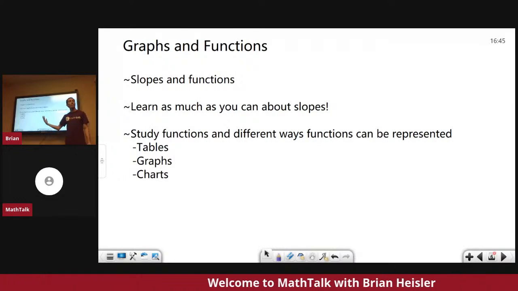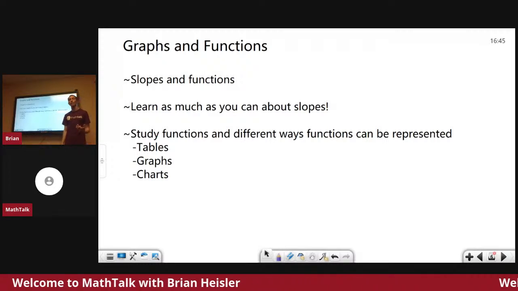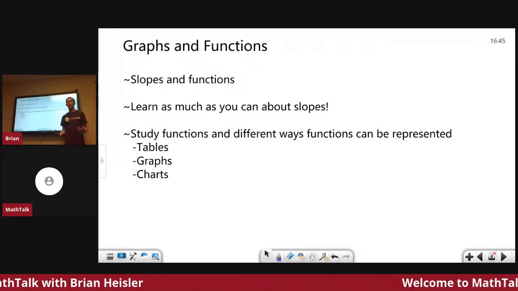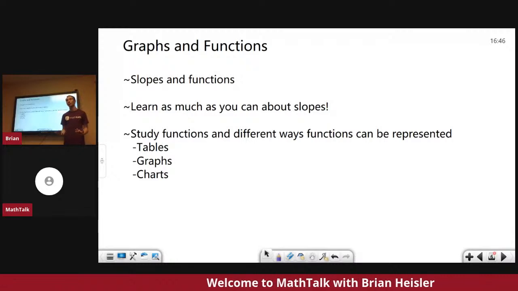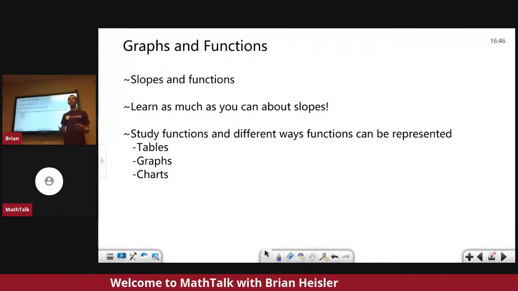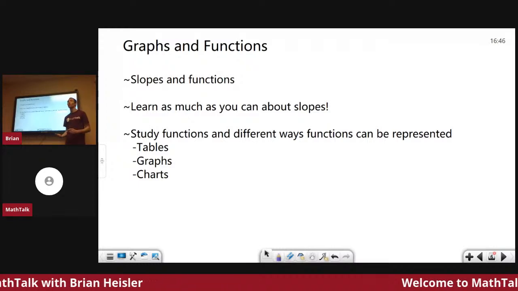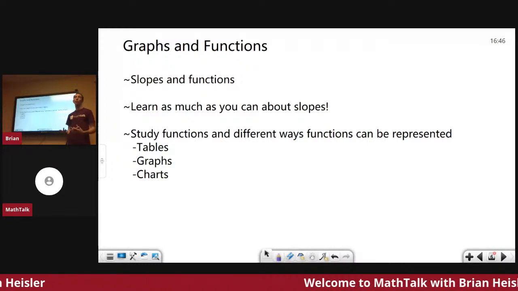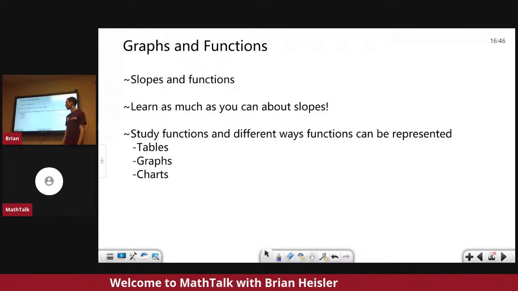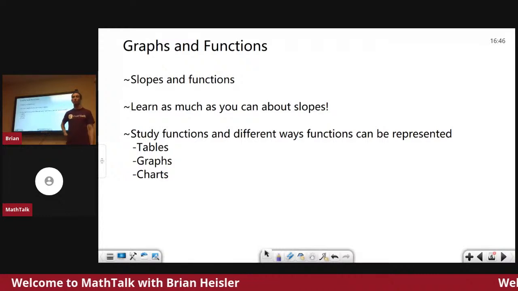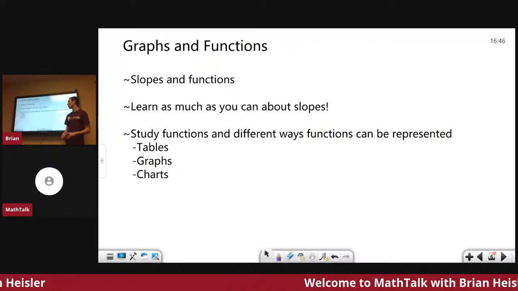Also, obviously, you're going to see some functions on the topic as well. You could be asked, when is a function defined or undefined? When does it actually exist? Or you can see functions represented as tables, or graphs, or charts, or things like that. So the more you can practice things like that, the better you're going to be at the category of graphs and functions. And like I said, we're going to go through lots of examples of slopes because I had a request specifically for slopes. So we're going to do a lot of that.